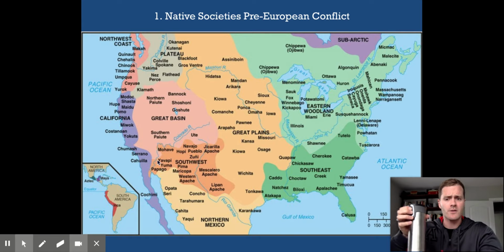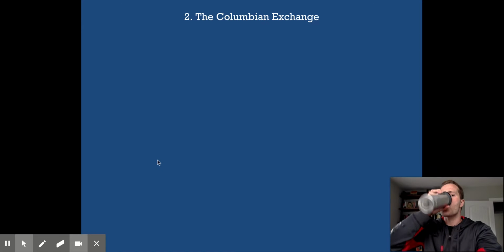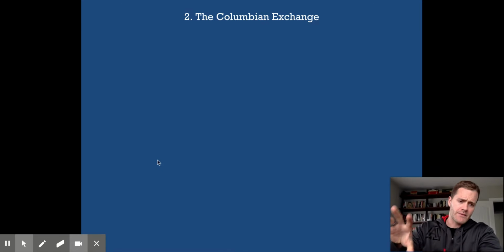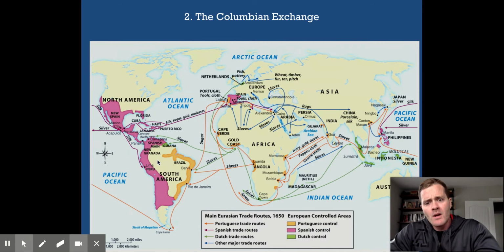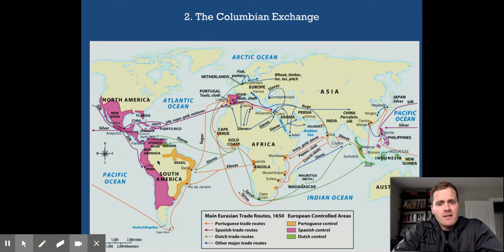That's all, of course, going to change over time, with one of the main drivers of change being the Columbian Exchange. So post-Columbus, we see this huge push towards the New World by Portuguese traders, by Spanish traders, by Dutch traders, and then eventually afterwards by French, by British as well. So by 1650, we see the two main nations in control or influence in the New World being Portugal and Spain.